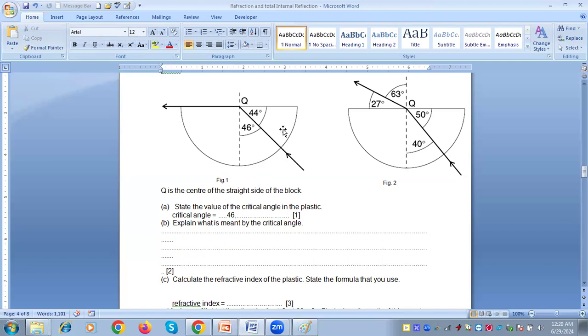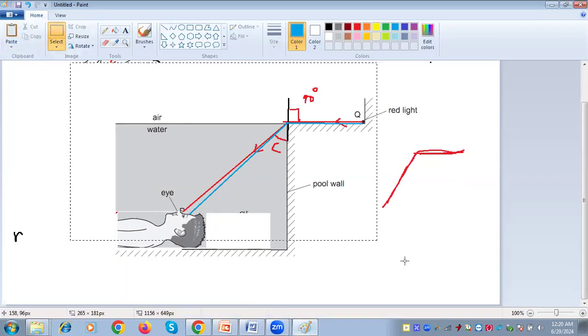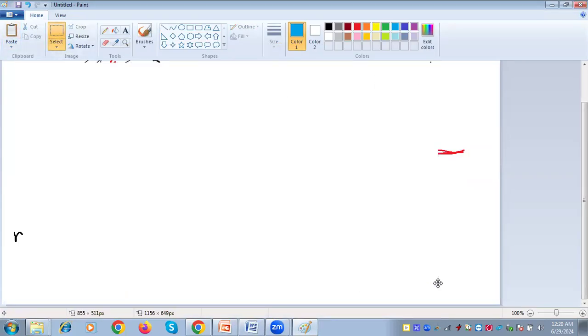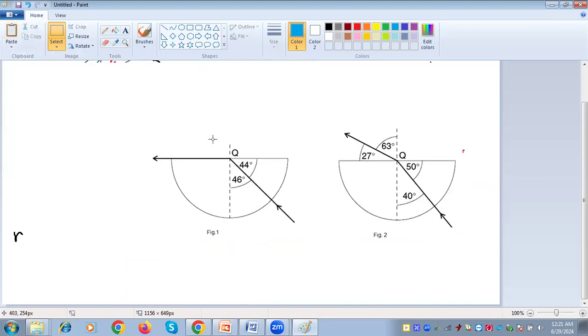And what is the advantage of the semicircular glass block? You use it to study total internal reflection, because when you direct the ray of light at any position towards the center, where is the center? This point is the center. So when you direct the light from this position or this position towards the center, the ray will go straight. See, here it is not deviating. It's going along the normal.